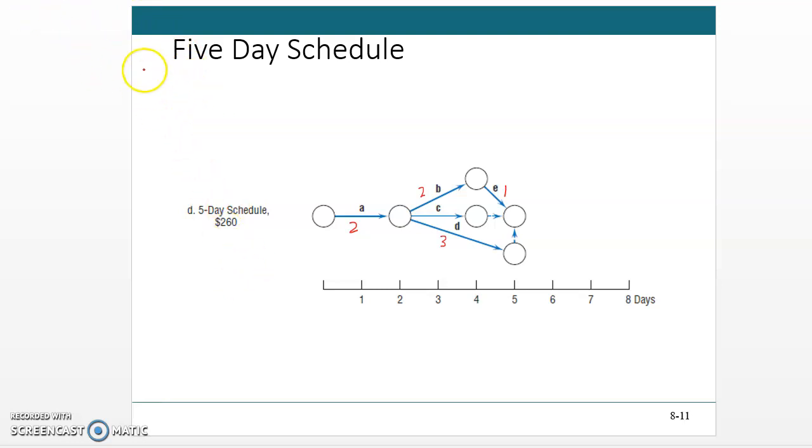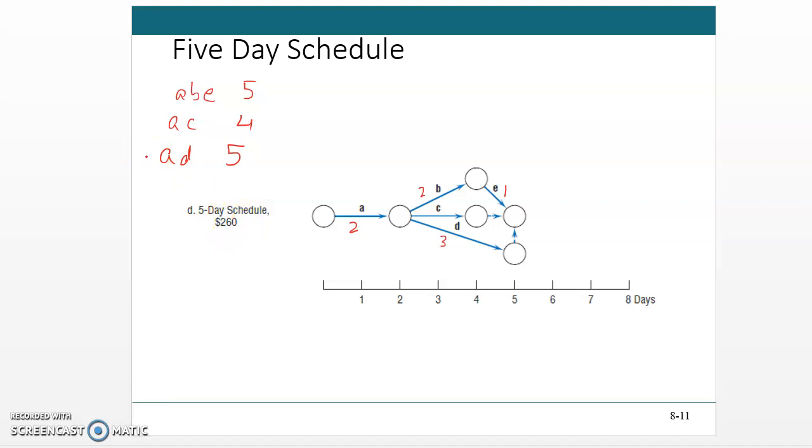For example, in this case A, B, E will be 2 plus 2, and then 1, which is 5, and then A, C will be 2 plus 2, 4, and A, D will be 2 plus 3, 5. Okay, and the cost will be $260.